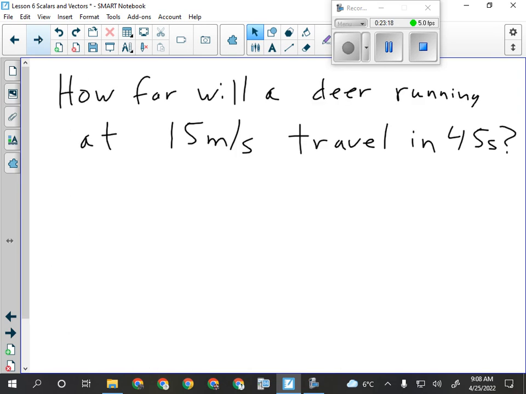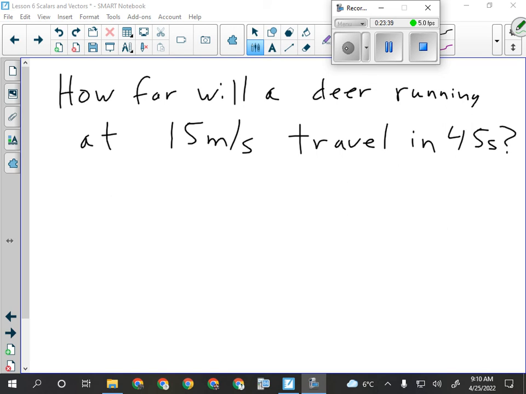Oh, I had it twice. I want you guys to write this one down, and we're just going to walk through it together here. It's a simple V equals D over T calculation. If we're solving a question like this, just like when we did the mole equation, we want to write down what the question gives us first.